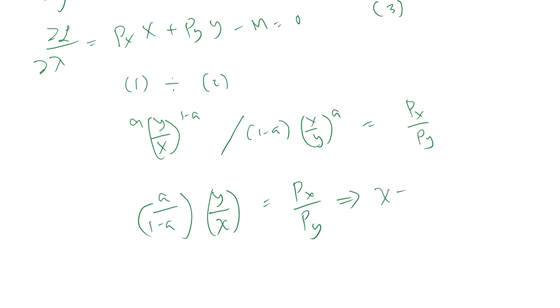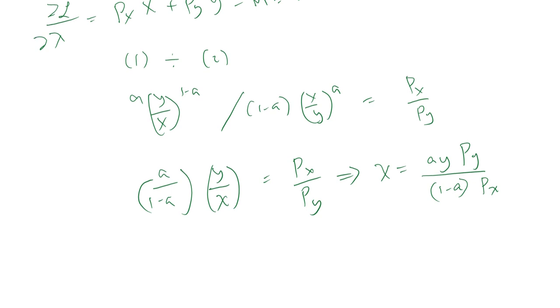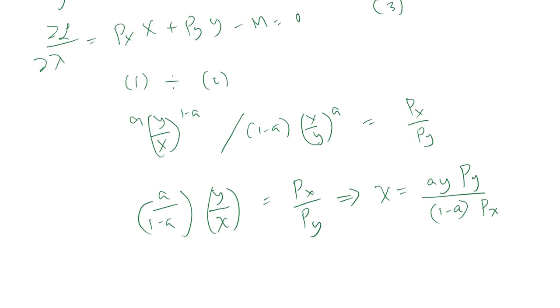Let's just say we solve for x. x would be equal to a y py divided by 1 minus a times px. So x here is equal to a times y py divided by 1 minus a times px. And then we're going to substitute this into equation 3. From equation 3, we also move this to the right. We have px times x plus py times y is equal to m.